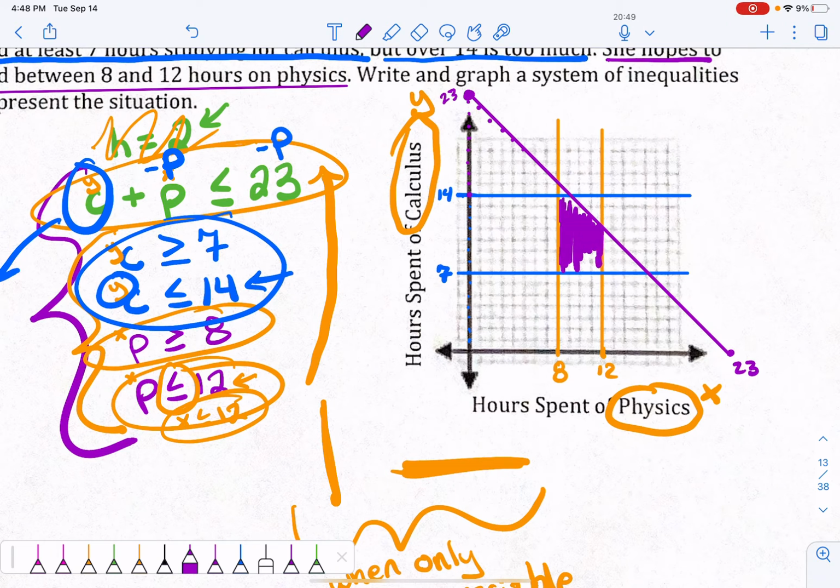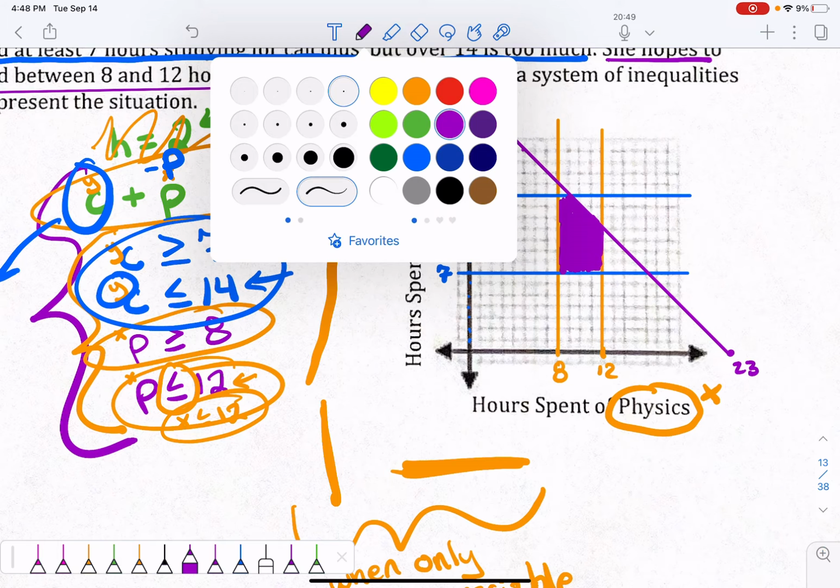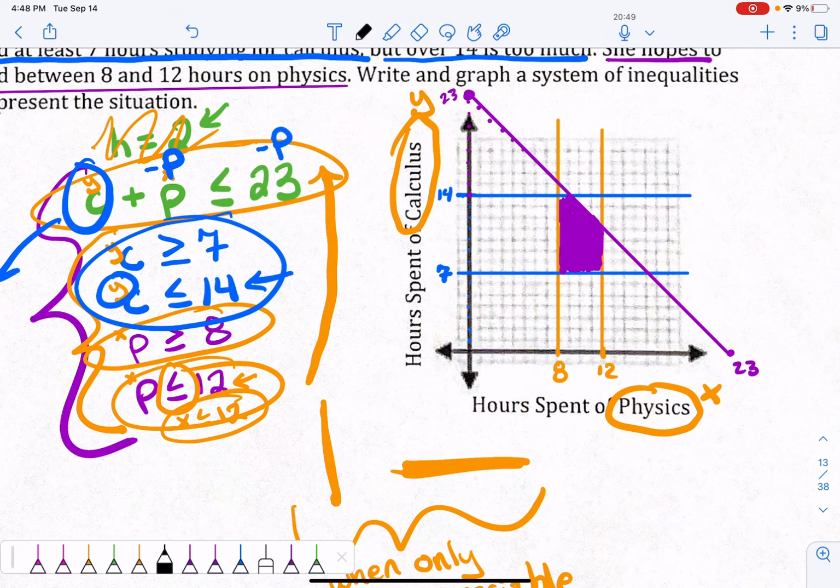So any combinations of calculus and physics that are in this region will work. Like, let's say 10 hours of calculus and 9 hours of physics. Or no, excuse me, 10 hours of physics, 9 hours of calculus. This would be the point 10, 9. So 10 physics, 9 calculus. That's an example of a combination that would work. Okay? All right, let's go to the back side.